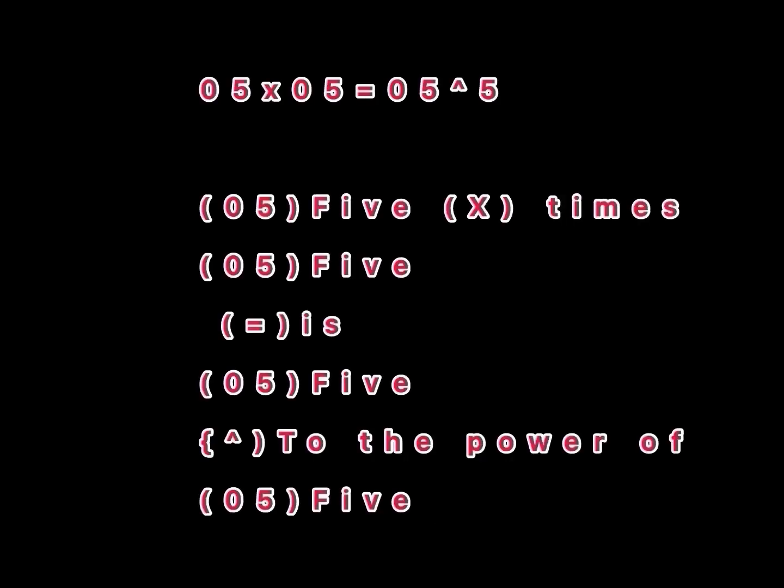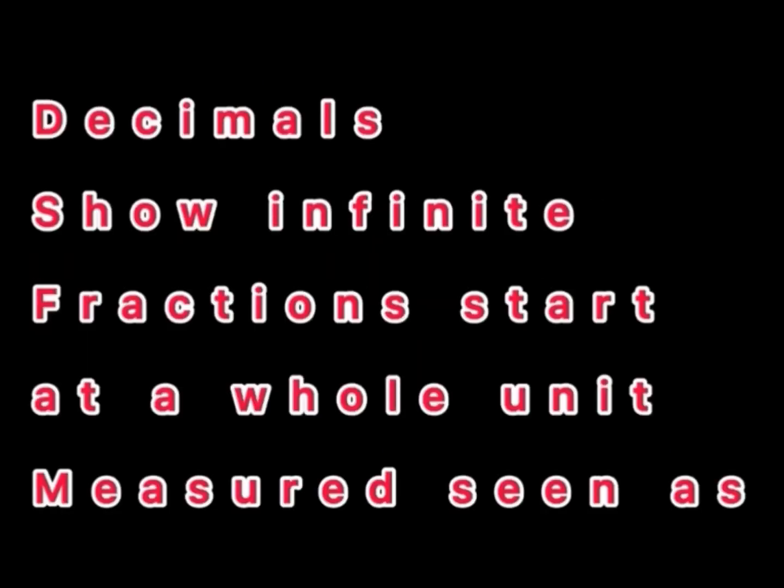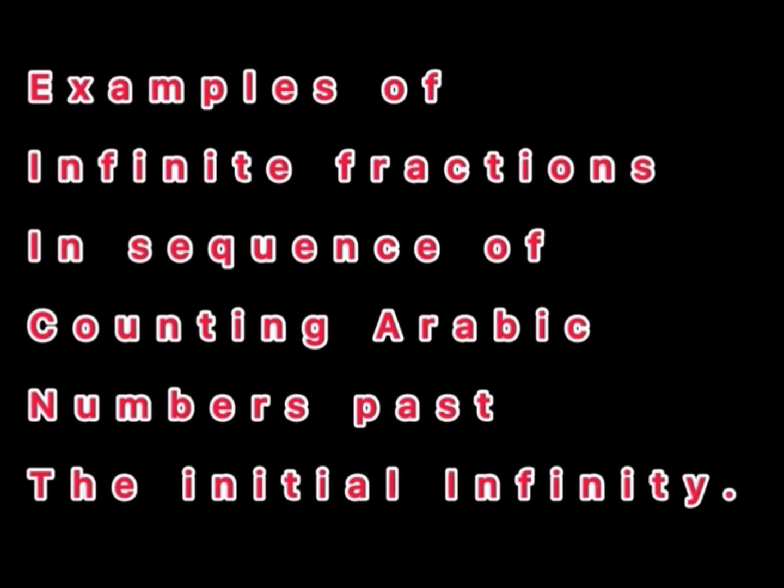For instance, 0.5 times 0.5 equals 0.5 to the power of 5. This keeps multiplication fairly intact. You just have to make the adjustment with the additional counted unit of 0 as a placement. And cutoff numbers are whole units of numerical value. Decimals show where infinite fractions start at the whole unit measured, seen as examples of infinite fractions in sequence of counting Arabic numbers past the initial infinite.